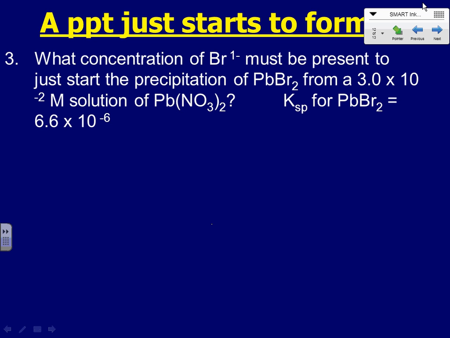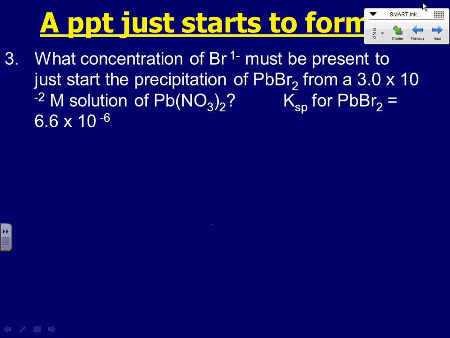This one also seems to be very straightforward. We're not diluting or anything. What concentration of Br minus 1 must be present to just start the precipitation of lead 2 bromide from a 3.0 times 10 to the minus 2 molar solution of lead 2 nitrate?